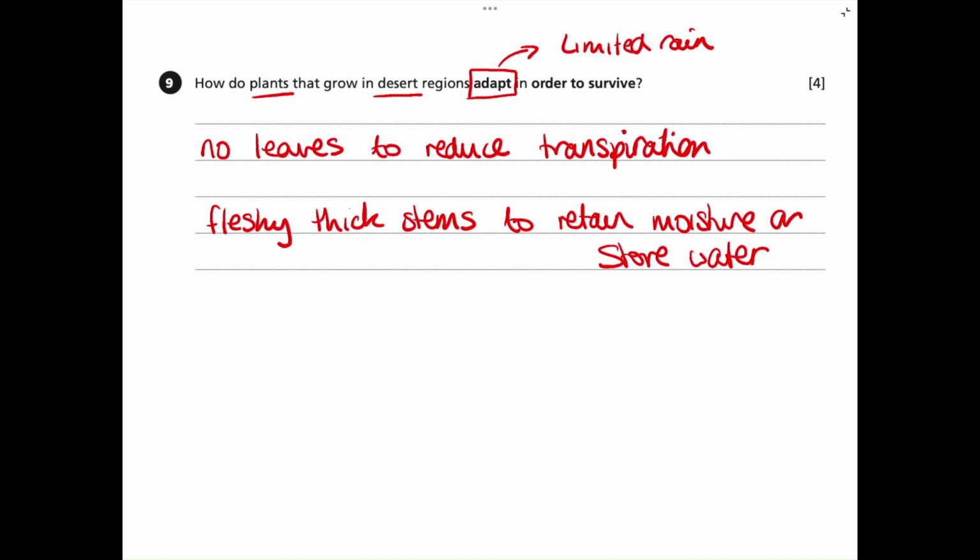So for 4 marks here, we have no leaves, and this reduces transpiration. Fleshy, thick stems, and this is to retain moisture or store water. Then you could say this helps plants adapt to limited rainfall. And one extra point you could mention is that they have a widespread root system so that they can absorb water from a wider area when it does rain. And that would give you the 4 marks.